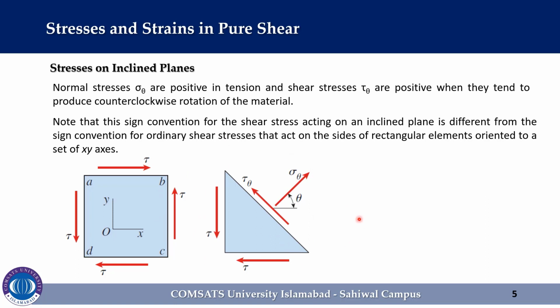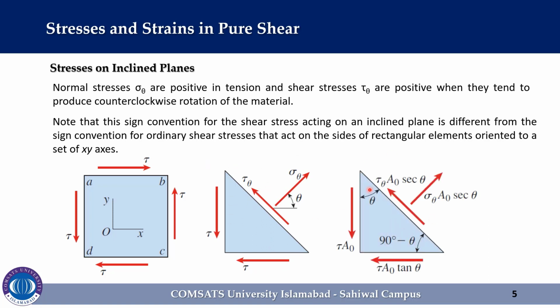The normal and shear stresses may now be determined from the equilibrium of the triangular element. The forces acting on its three side faces can be obtained by multiplying the stresses by the areas. So we can obtain the forces by multiplying the stresses with the areas over which they act. For instance, the force on the left-hand face is equal to tau A0, where A0 is the area of the vertical face and tau is the shear stress.